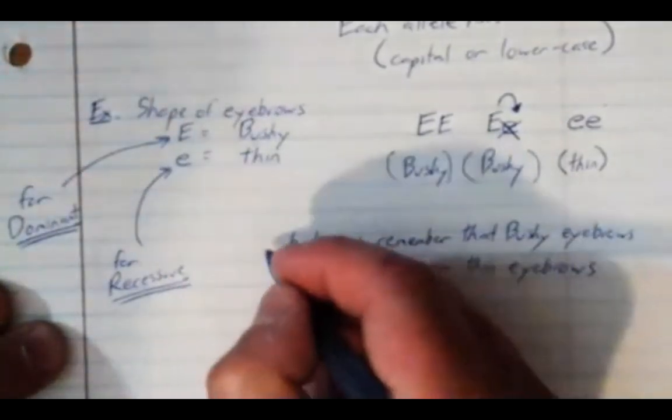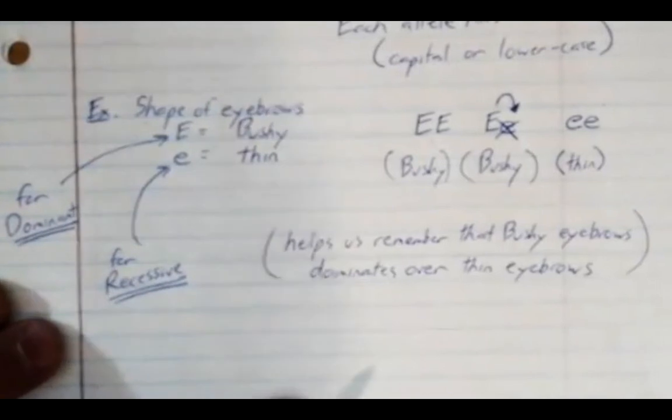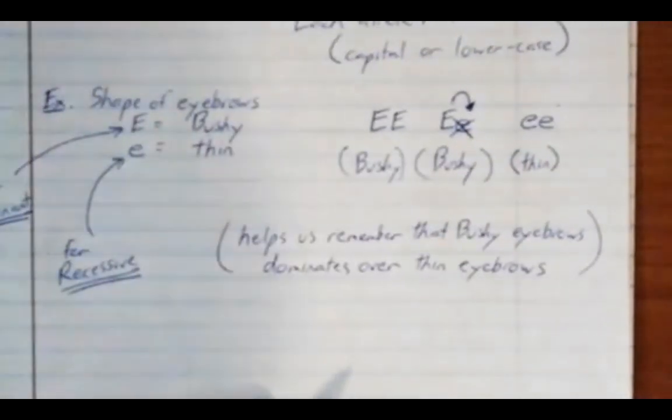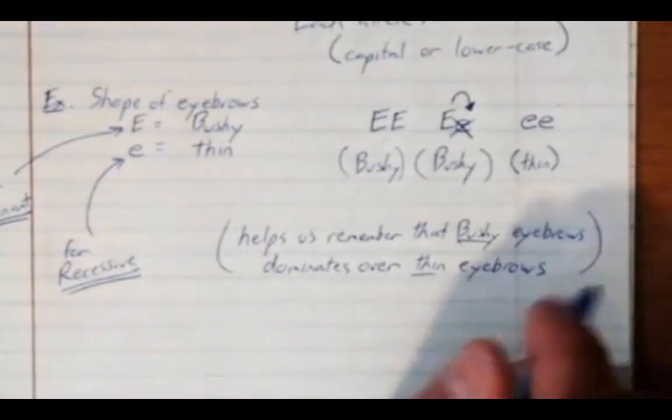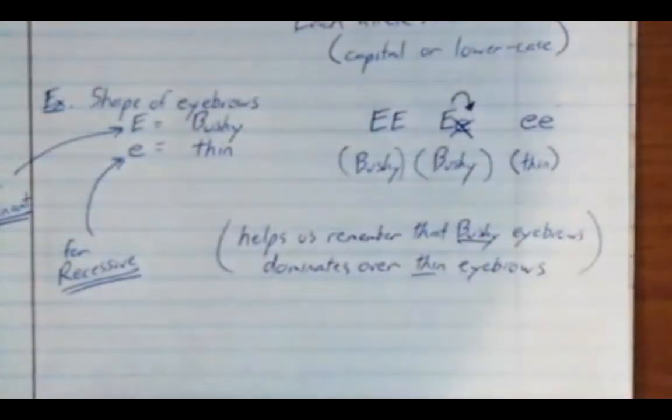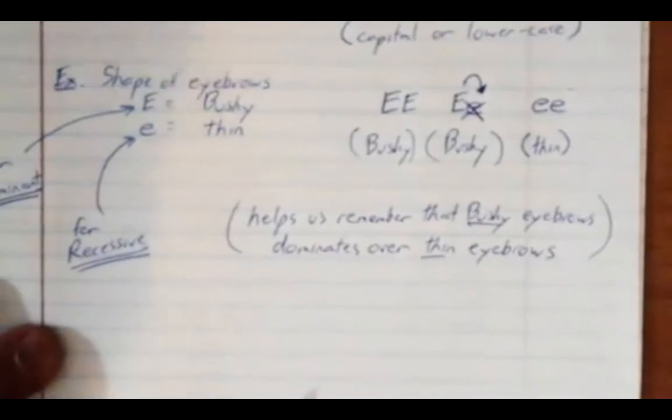So if you are looking to get married and have a child, bushy eyebrows is going to win over thin. So if you don't want your child to have bushy eyebrows, then you might want to find somebody that has thin eyebrows. Gives them a better chance. Not saying it's going to happen, just saying you got a better chance. We'll get into chances in a little bit.